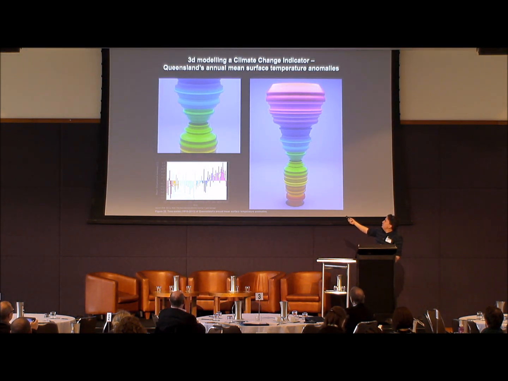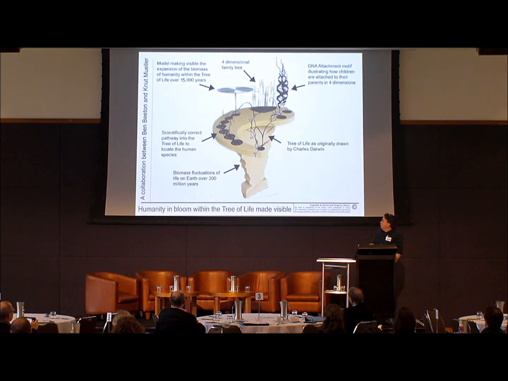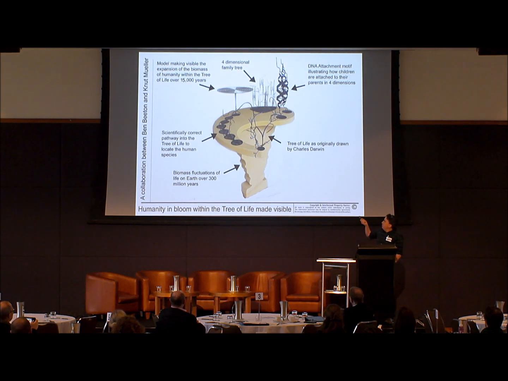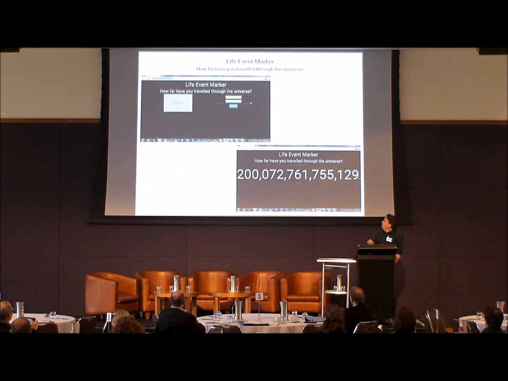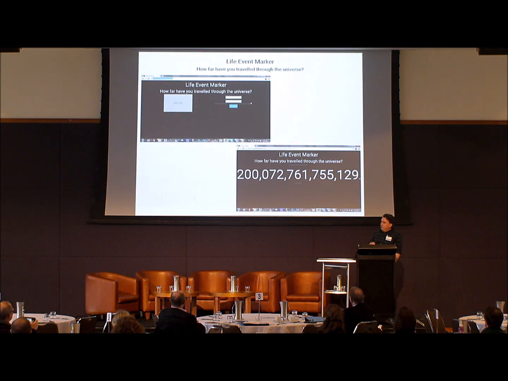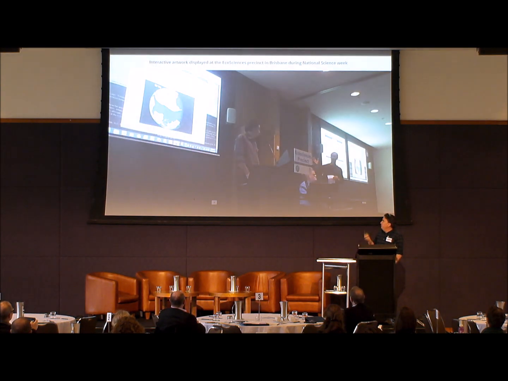Modelling is of interest to me, Queensland's annual mean surface temperature anomalies. We 3D printed a model like this and had it woven in weeds by an artist, looking at evolution through deep time in different shapes with Knut Mueller, creating these kinds of models that we can now turn into interactives. And this was a calculator, how far have we travelled through the universe through deep time. I had the question and the maths was done and we figured it out, and it's now an app that you can use.